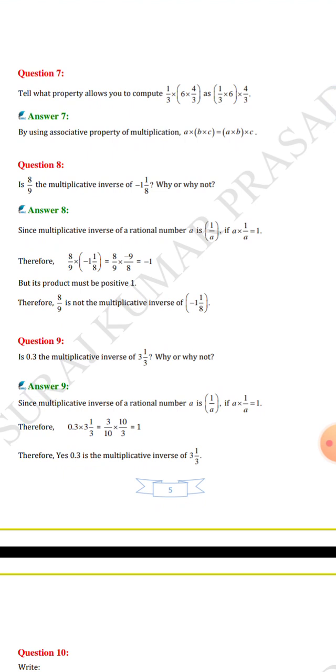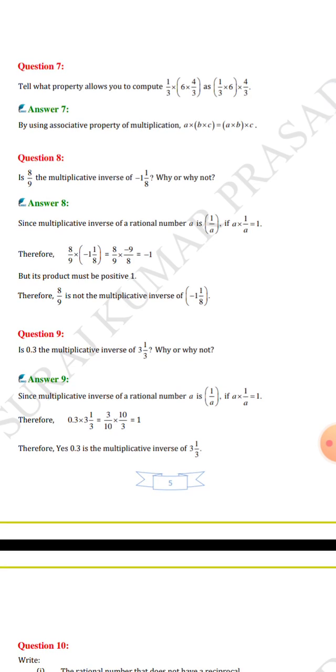Question number 8. Is 8 by 9 the multiplicative inverse of minus 1, 1 by 8? Why or why not? Solution. Since the multiplicative inverse of a rational number A is 1 by A, if A into 1 by A is equal to 1. We have learned what we mean by multiplicative inverse. Therefore, 8 by 9 into minus 1, 1 by 8 is equal to 8 by 9 into minus 9 by 8. We have to solve the mixed fraction first.